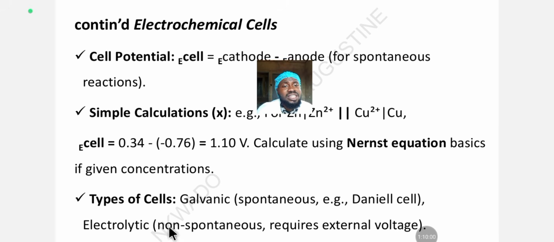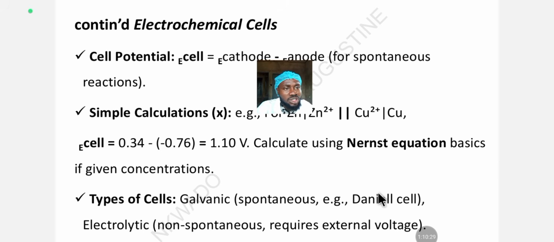We have the electrolytic cell, which is non-spontaneous. Non-spontaneous cell means that the cell reaction doesn't occur on its own. It is induced. You can see what is written here: it requires external voltage to function. You have to induce it before the cell starts working.